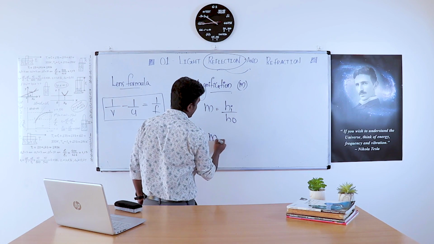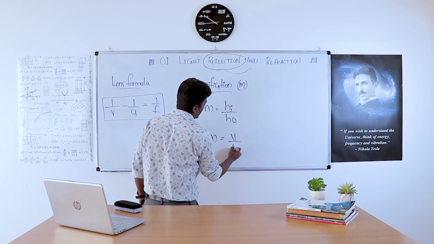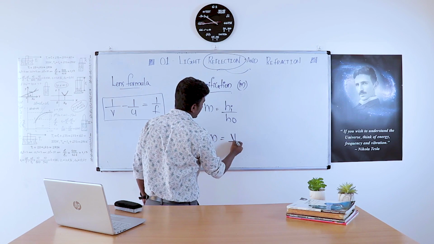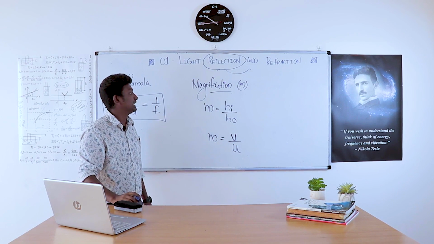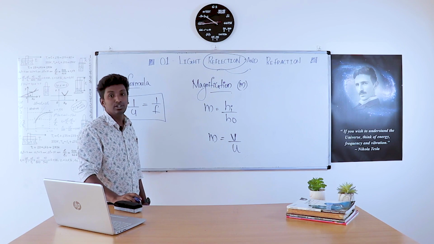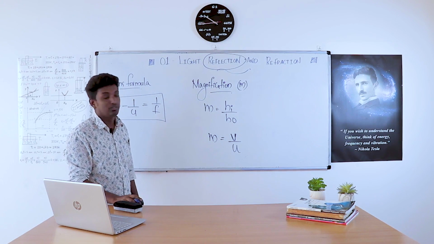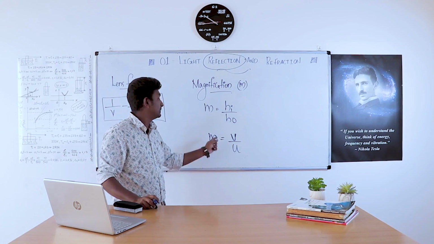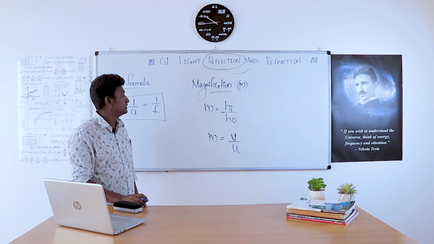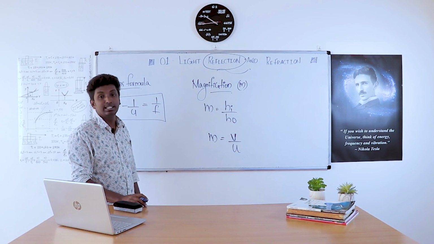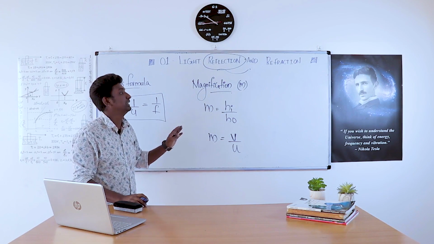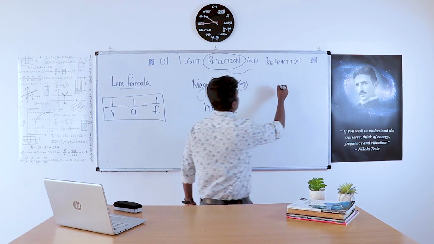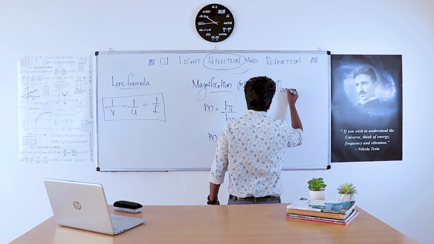Otherwise, we can write M is equal to V by U. So magnification is defined as the ratio of the height of the image to the height of the object. Otherwise, M is equal to V by U. So M is equal to HI by HO or M is equal to V by U. This is magnification. Now the last topic in this chapter is power.